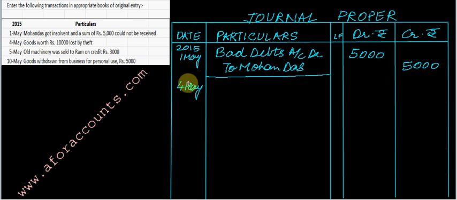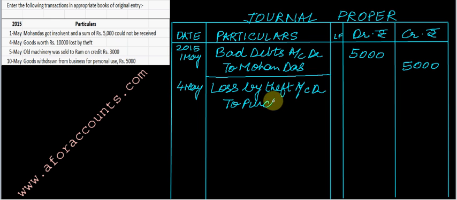Now 4th May, goods worth rupees 10,000 lost by theft. So the entry will be loss by theft account debit to purchases. See, loss by theft only has to be debited because again this is an expense, debited to my profit and loss account. So expense has to be debited to purchase, 10,000.